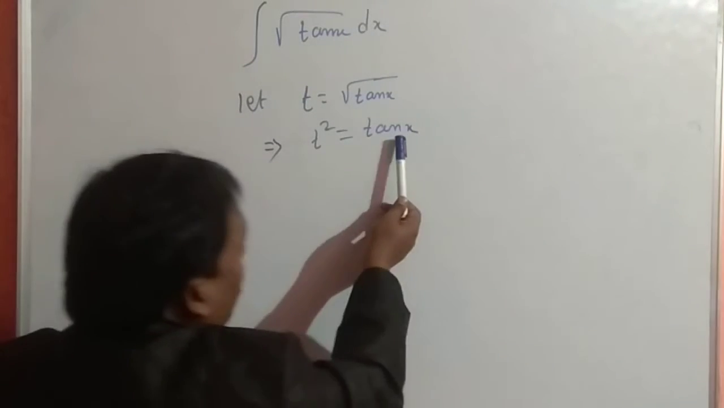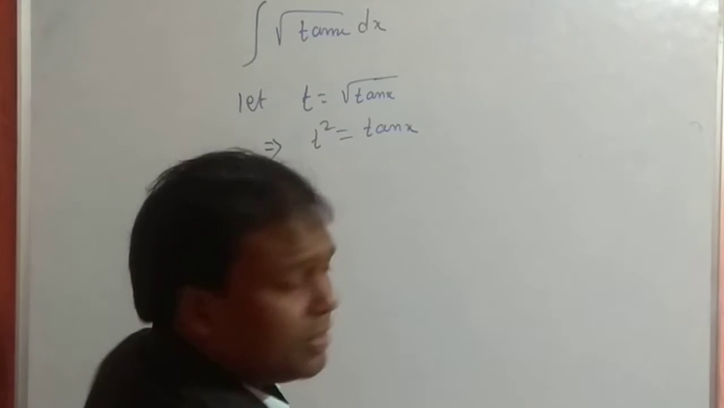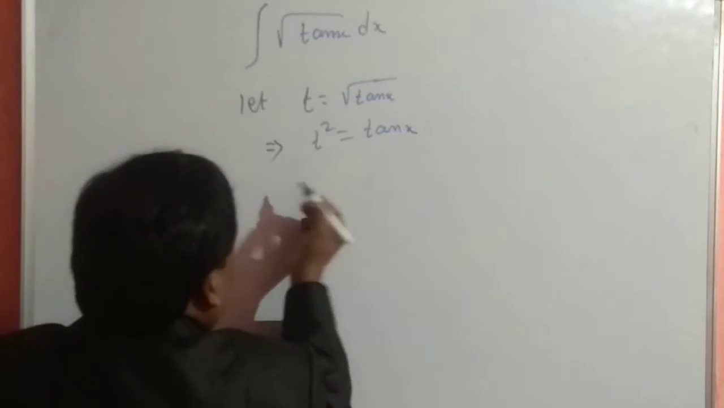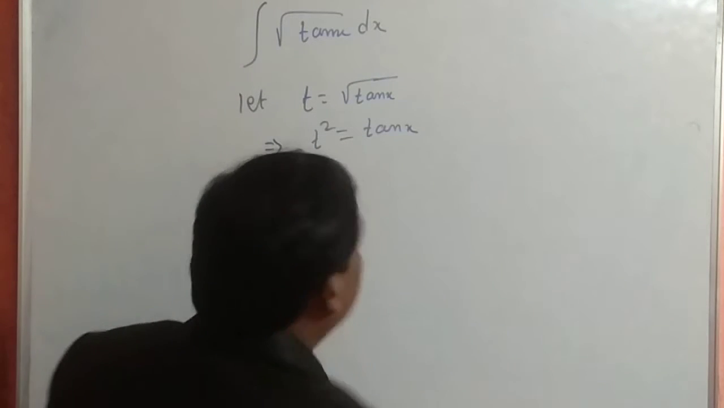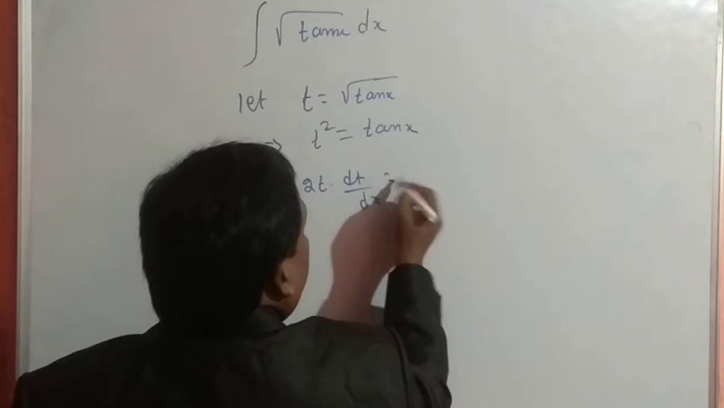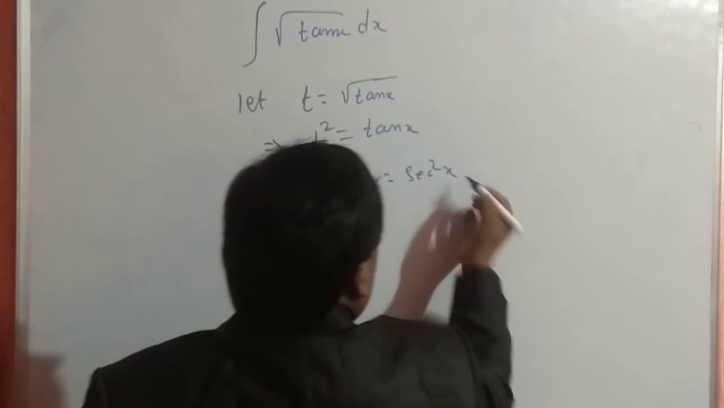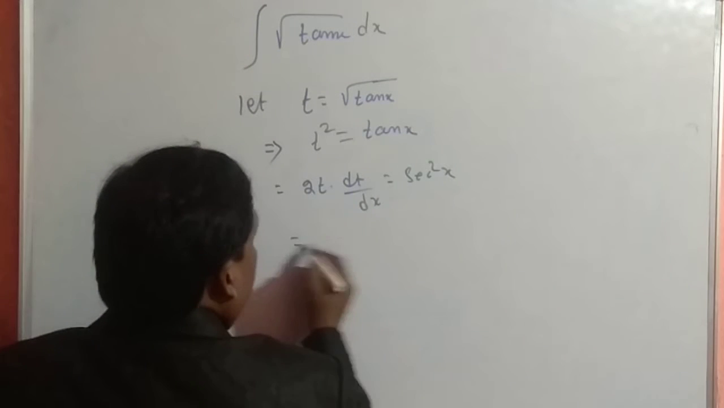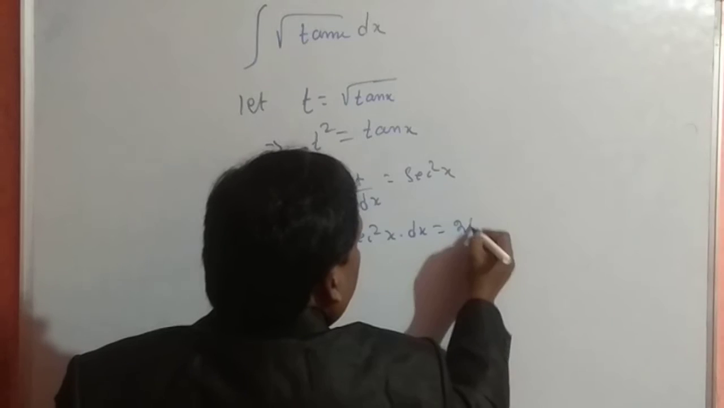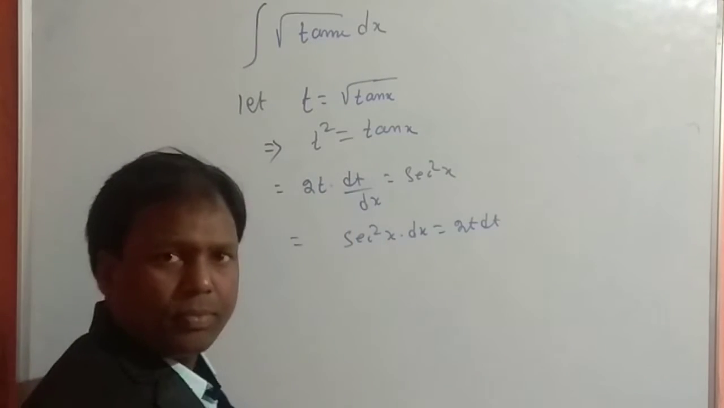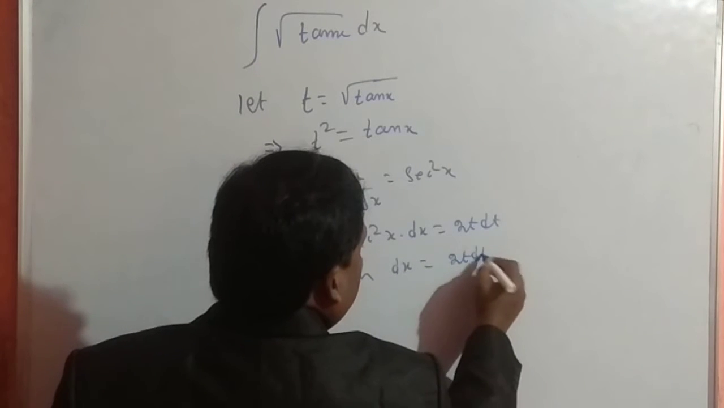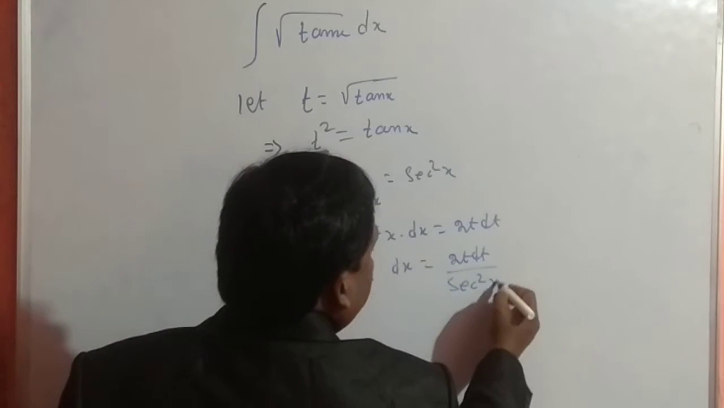Then we observe we have a function with respect to x, so it is necessary to find the derivative on both sides. Now I am applying the derivative on both sides. Then we get 2t into dt by dx equal to sec square x. Now we can multiply: sec square x into dx is equal to 2t dt. Then dx is equal to 2t dt divided by sec square x.